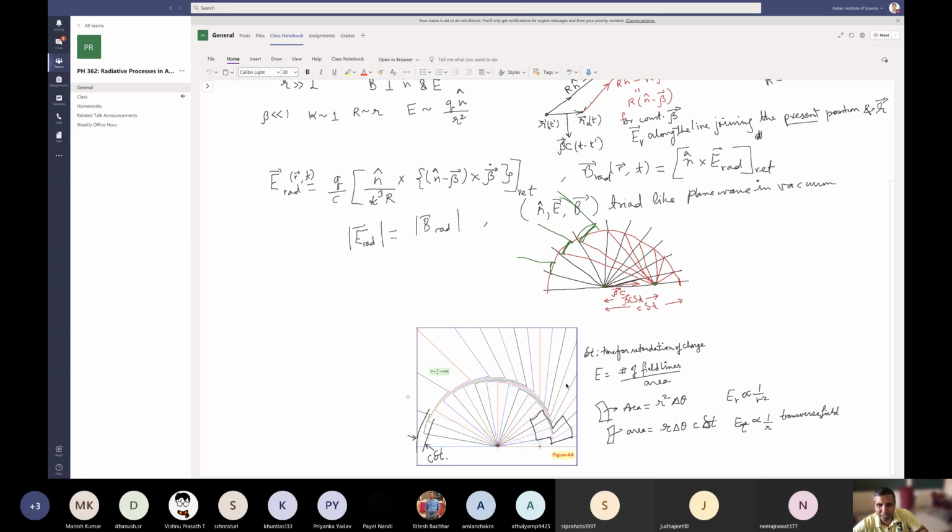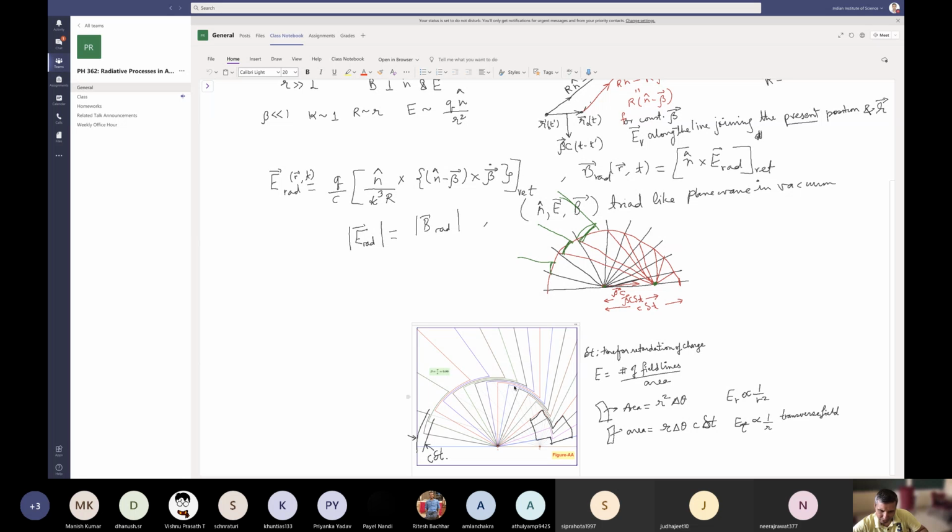If you consider field lines, the number of field lines divided by the area. So here the field lines are stronger compared to here because the density of field lines is higher. Now, if we consider this portion before the discontinuity or after the discontinuity, area goes like r square delta theta, where this angle is delta theta. So the electric field, which is radial, goes like 1 over r square, the standard electrostatic field.